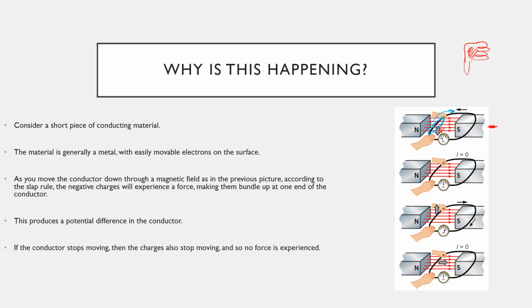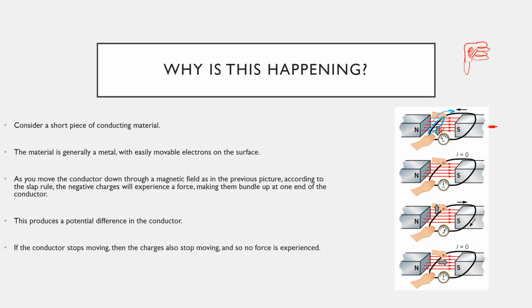So the electrons are going to want to go in a clockwise direction. That's all just due to the slap rule. The electrons are moving down through the field because we're making them move down through the field. The field is going to exert a force on them according to our slap rule, so these electrons are going to want to travel in a clockwise direction around this loop.